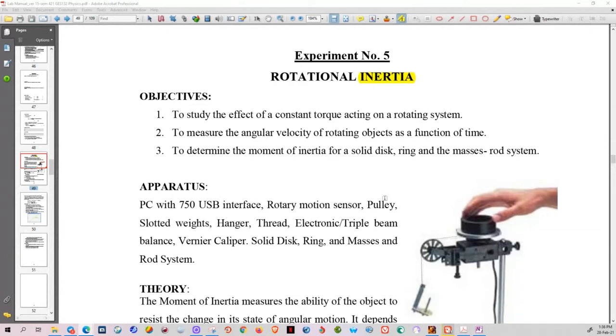Rotational, that means the motion is in a circular motion, okay, like this. And this motion happens at a fixed axis. That means there is a point where the object rotates, okay?